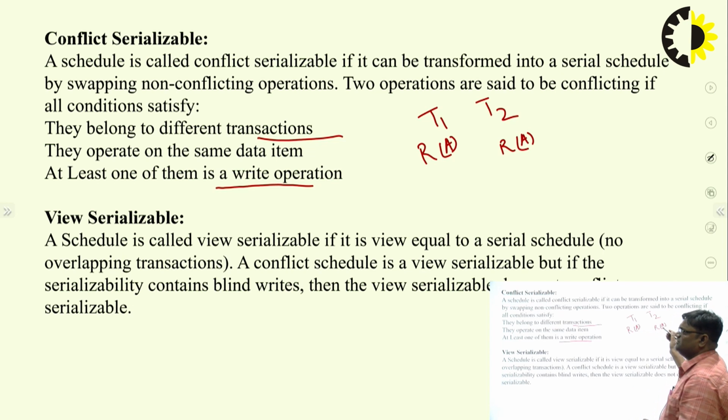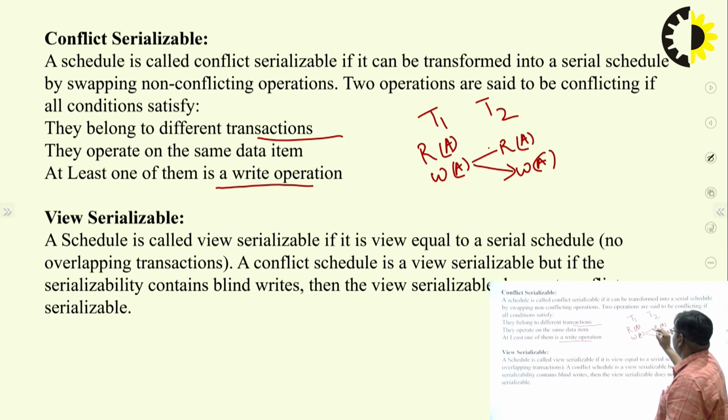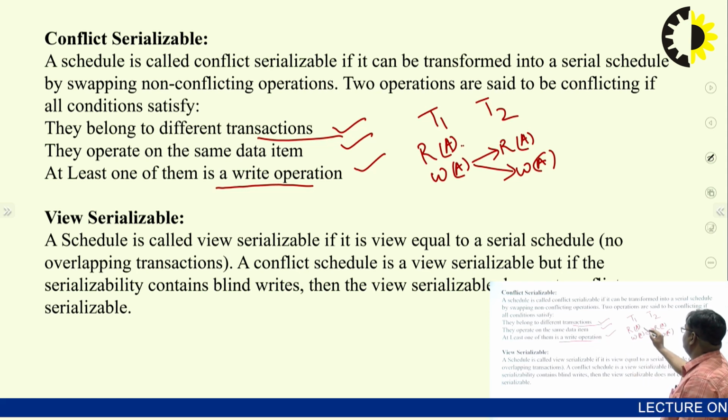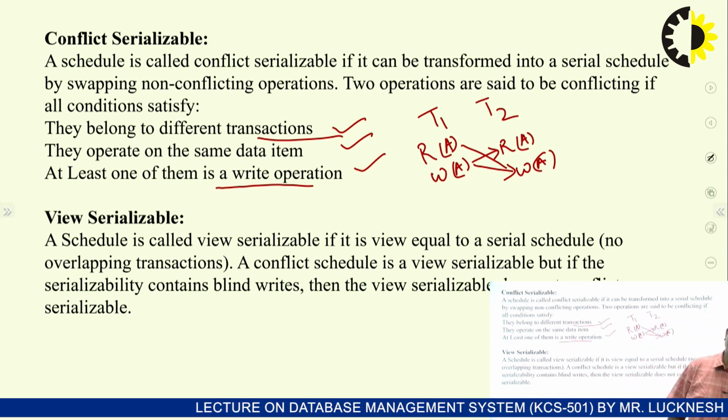So, here there is no conflict, as we see these two are only read type instructions, but if we have write A, write A, then these are conflicting. So, these three conditions should be met. They belong to different transactions. This read A, write A belongs to different transactions. They operate on the same data, and at least one of them is a write operation.